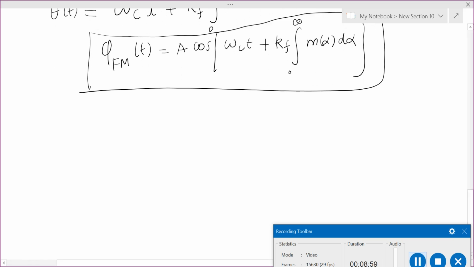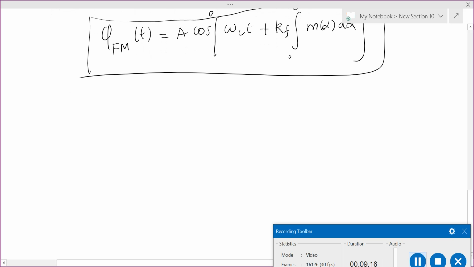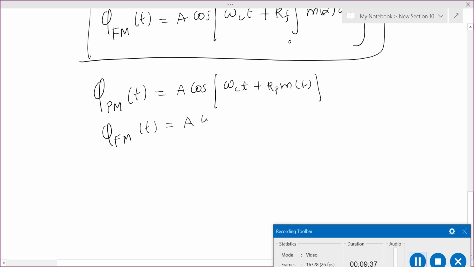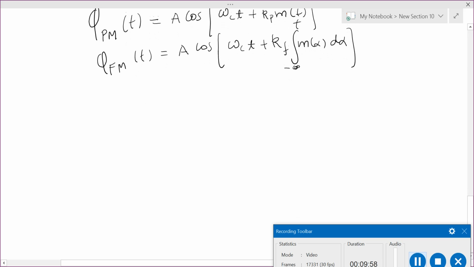Okay, you need to realize how to differentiate between PM and FM, at least when we write the mathematical expressions of the two modulations. In PM you will see that the phase term is directly proportional to the message signal, hence the PM signal will be written as A cos(omega_c t + k_p m(t)). k_p is a proportionality constant, we will see its significance. Similarly phi_FM(t) is A cos(omega_c t + k_f times the integral of m(alpha) d alpha), because we are varying the frequency, which is the derivative of the phase. Okay, so this is the mathematical formulation of phase modulation and frequency modulation.